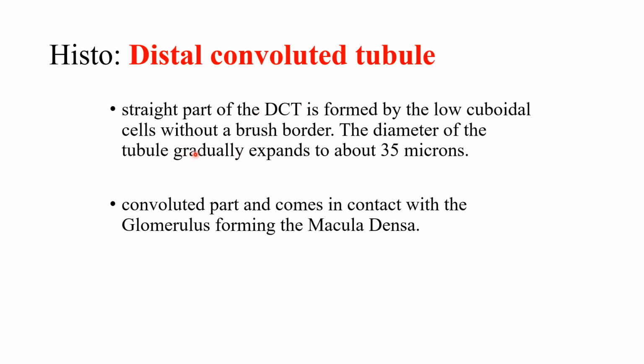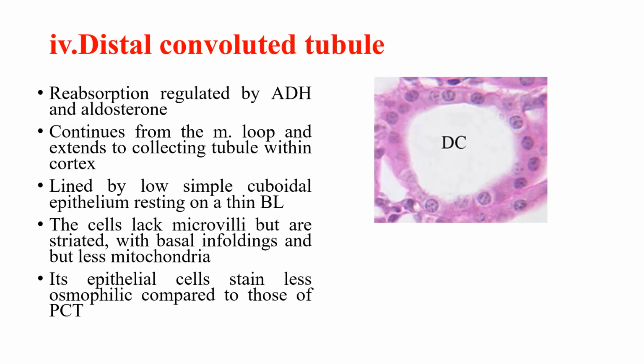The diameter of the tubule gradually expands to about 35 microns, and the convoluted part comes in contact with the glomerulus forming the macula densa. This is the segment of the distal convoluted tubule. Function is reabsorption, which is regulated by ADH and aldosterone. It continues from the medullary loop and extends to collecting tubules within the cortex. These distal convoluted tubules are lined by low cuboidal epithelial cells.